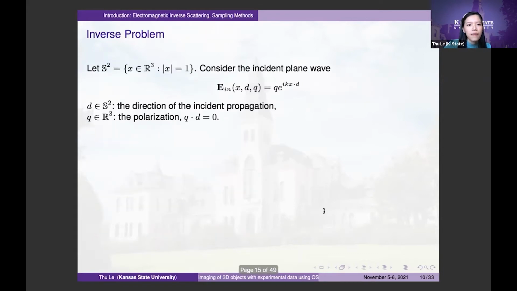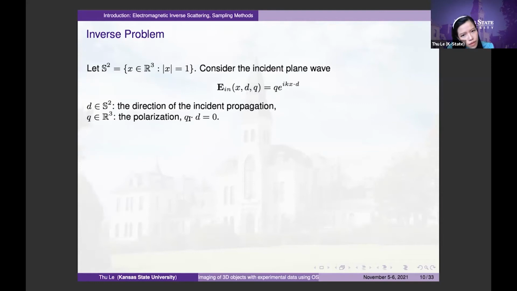Okay, so let's go back to the problem setup. We consider the incident plane wave that satisfies that formula. And here we denote S squared as the unit sphere. In the formula of the incident plane wave, d is the direction of the incident propagation, and q is the polarization, which is orthogonal to the direction d.